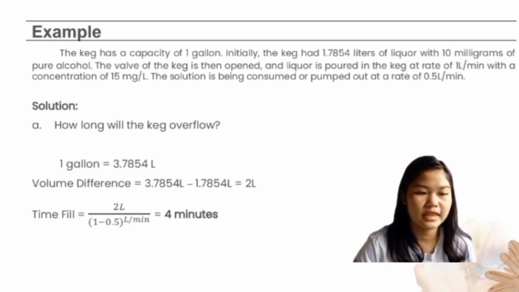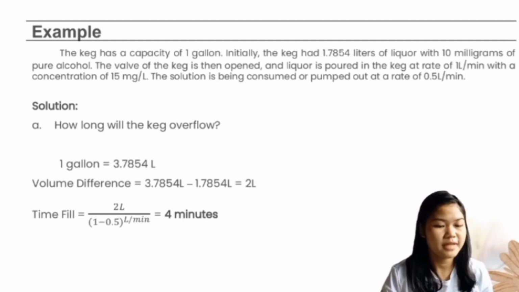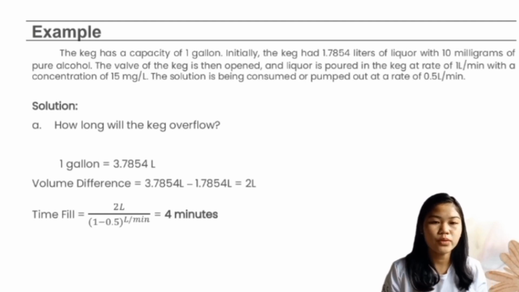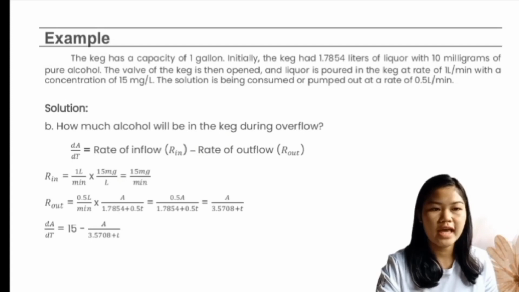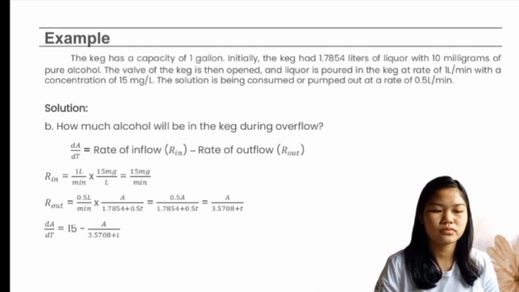Now let's find the time to fill, which is equal to the volume difference over the amount of liquid inflow per minute minus the amount of liquid pumped out per minute. Our volume difference is 2 liters over the amount of liquid inflow, which is 1 liter, minus the amount pumped out, which is 0.5 liters. All right, so the answer is 4 minutes. Next, letter B: how much alcohol will be in the keg during overflow?